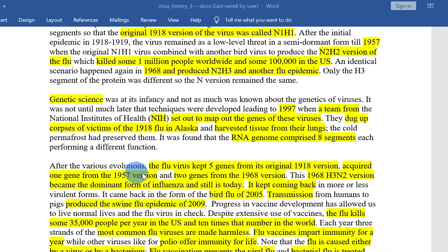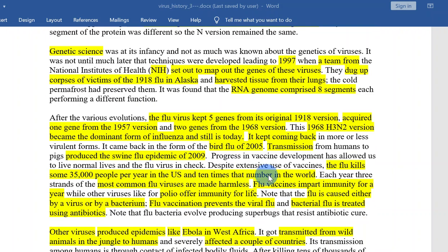After the various evolutions, the flu virus kept 5 genes from the original 1918 version, acquired a gene from the 1957 version, and 2 genes from the 1968 version. This 1968 H3N2 version became the dominant form of influenza and still is today.